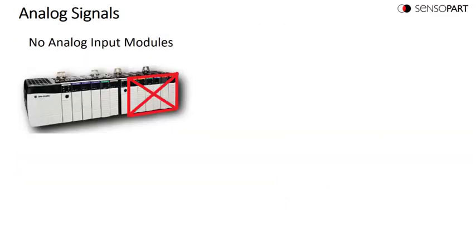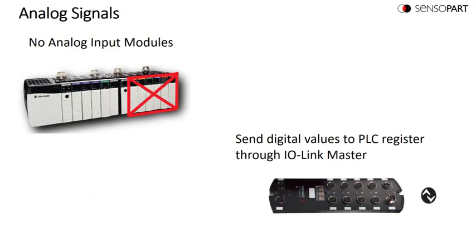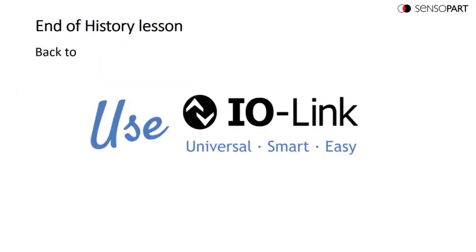Again, with IO-Link, there's no analog input modules. You send digital data from your IO-Link master directly into your PLC register. So that's the end of the history lesson. This is a talk on IO-Link, remember?